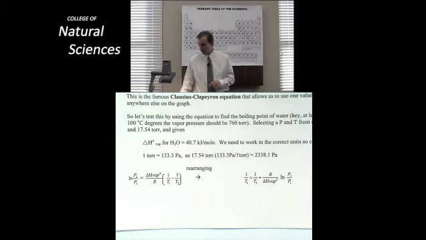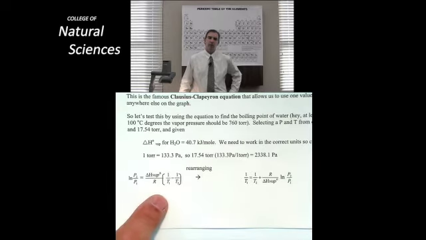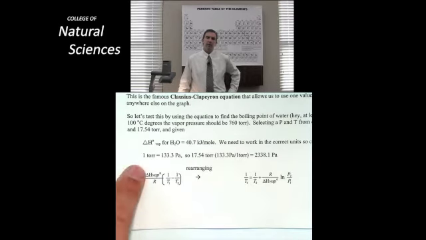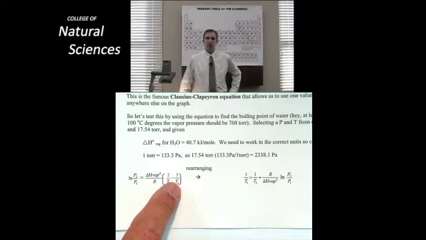By eliminating it, I was able to combine, rearrange, and create this equation here, which says that the ratio of the vapor pressures is equal to this delta H of vaporization times this 1 over T1 minus 1 over T2 term. So this right here is the combined Clausius-Clapeyron equation. How might I use it?